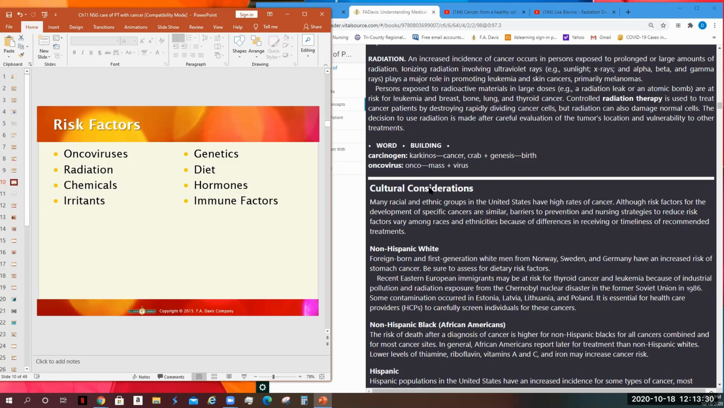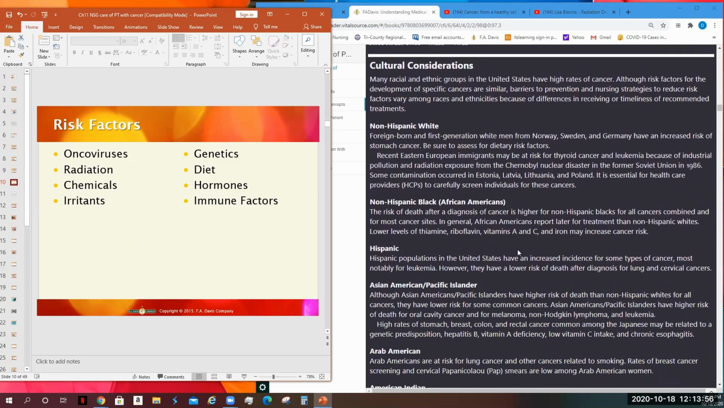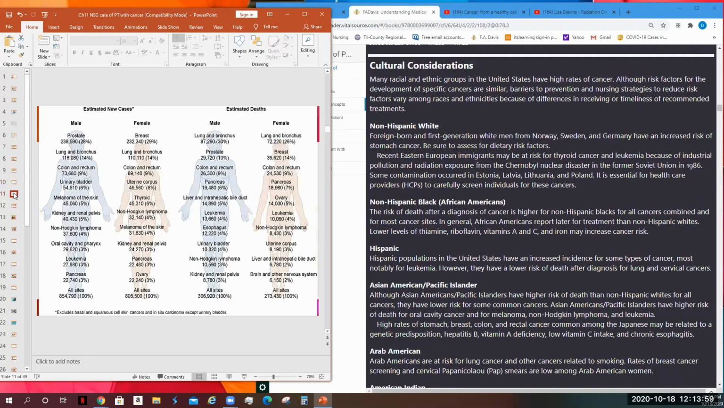Controlled radiation therapy is used to treat cancer patients by destroying rapidly dividing cancer cells, but radiation can also damage normal cells. The decision to use radiation is made after careful evaluation of the tumor's location and vulnerability to other treatments.